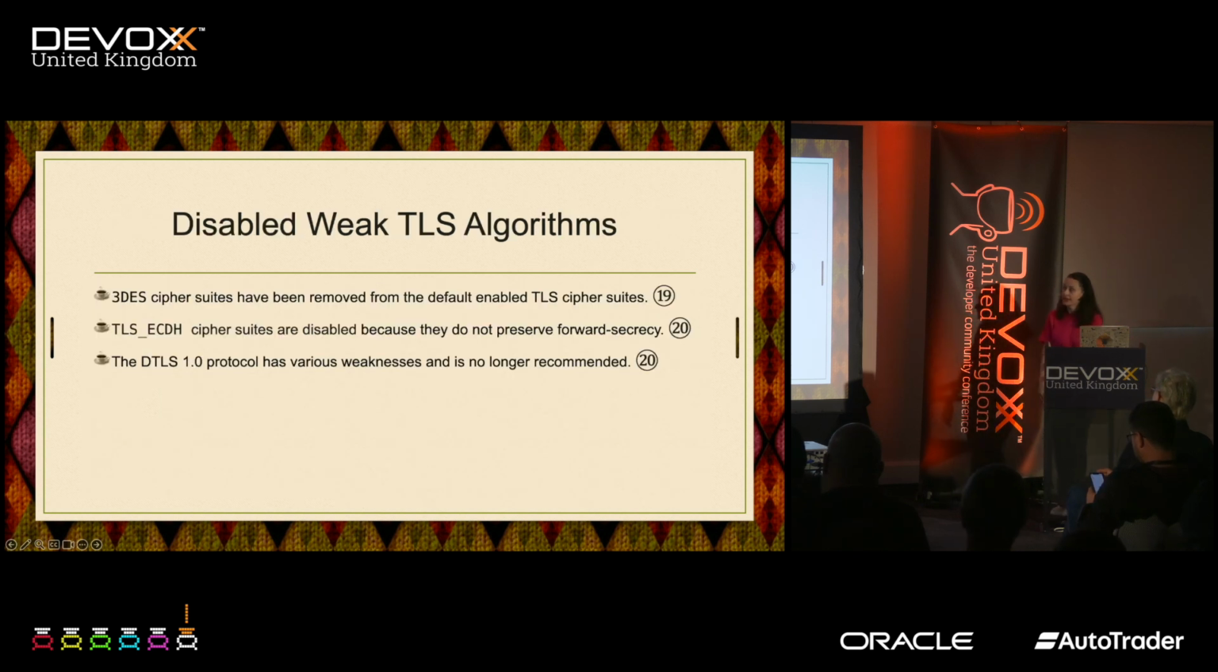Other important aspects about JDK cryptographic algorithms. Now, the weak TLS algorithms were also disabled. What this means is that the 3DES cipher suites have been removed from the default enabled TLS cipher suites as of JDK 19. 3DES and ARC4 and other algorithms are not enabled anymore since JDK 20 because they do not preserve forward secrecy and are rarely used in practice. So there were like two meanings for that.